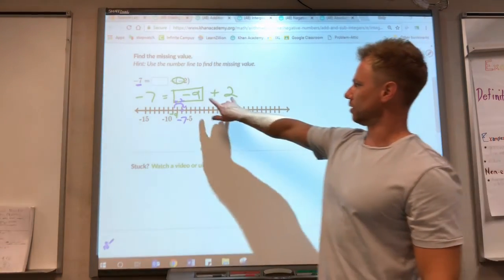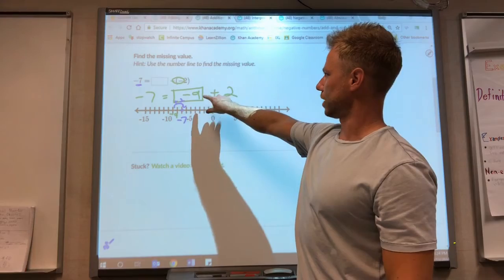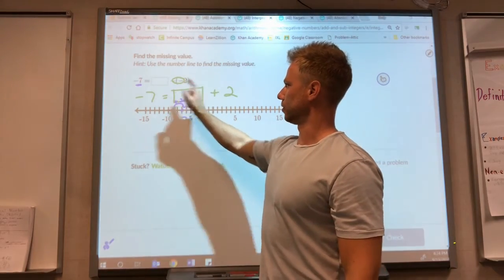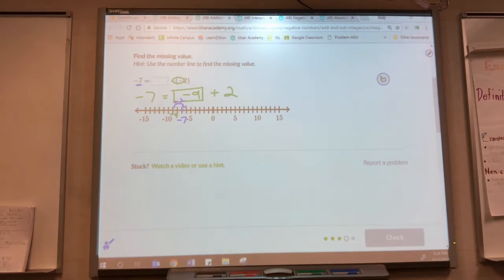And we could check to see if that makes sense. They're unlike. We subtract. 9 minus 2 is 7. Keep the sign of the bigger number. 9 is bigger, it's negative. It's going to be a -7. So our blank is -9 again.